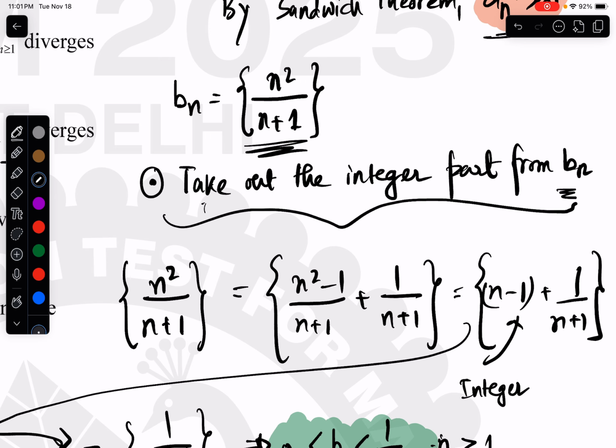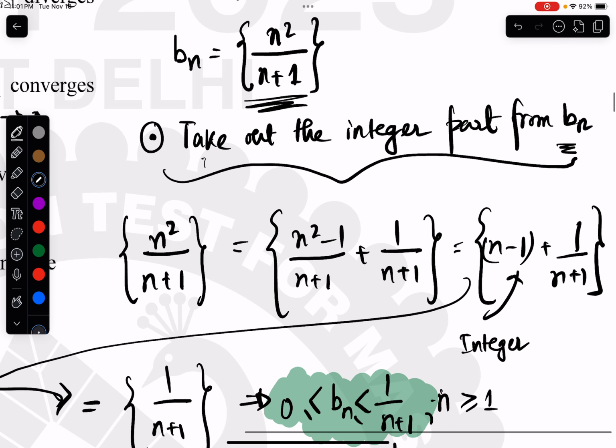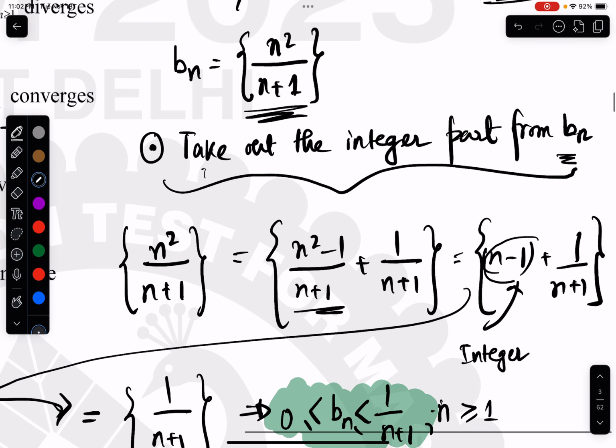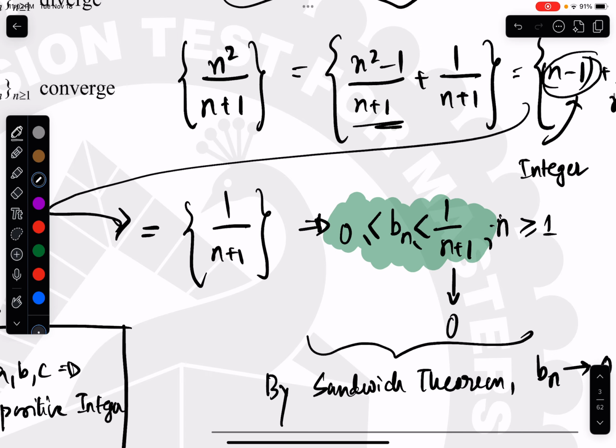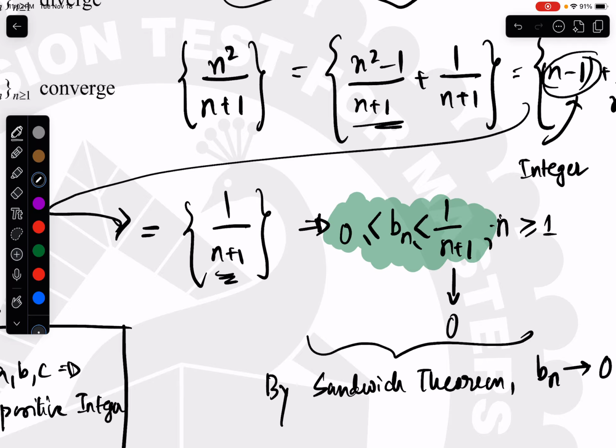We can easily see that n squared minus 1 is divisible by n plus 1. So we take that part out, and we are left with the integer n minus 1 plus this extra term 1 by n plus 1. Since it's a fractional part, this n minus 1 part will go away, and we will be left with just the fractional part of 1 by n plus 1. Since 1 by n plus 1 is less than 1 for n greater than or equal to 1, b_n is actually exactly this value. So we can say b_n equals 1 by n plus 1.